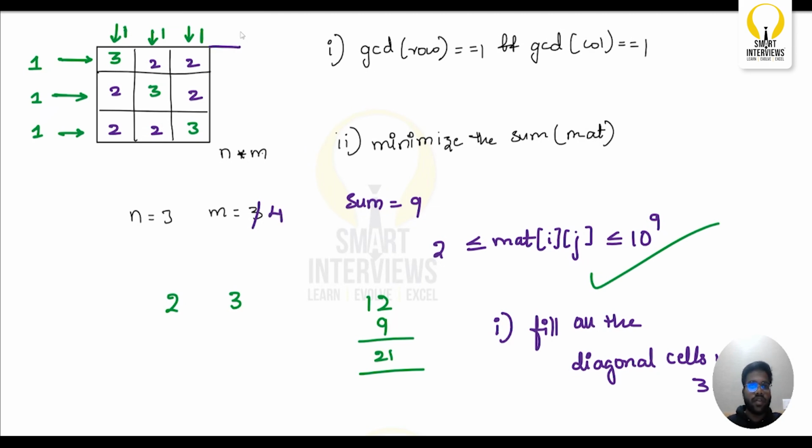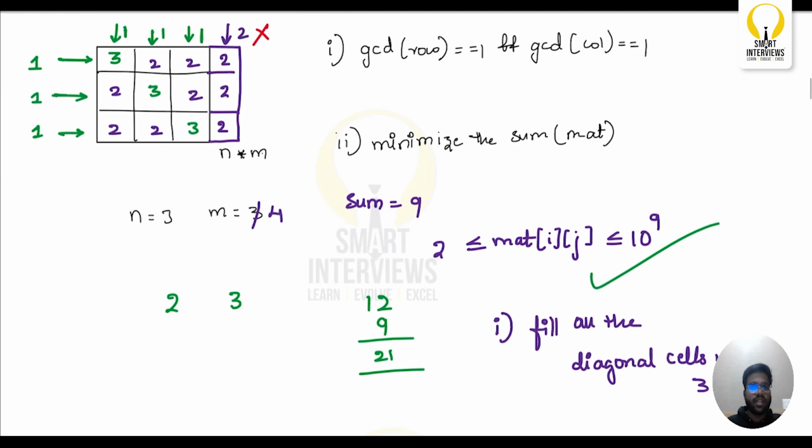Now, what will you fill in this extra added column? If you fill all 2's, let's see what will happen. If I fill all 2's over here, what is the GCD of this row? GCD of this row is 1, GCD of this row is 1, GCD of this row is also 1. But what is the GCD of this column? 1. GCD of this column is 1, GCD of this column is 1, GCD of this column is 2, which is again not following the condition.